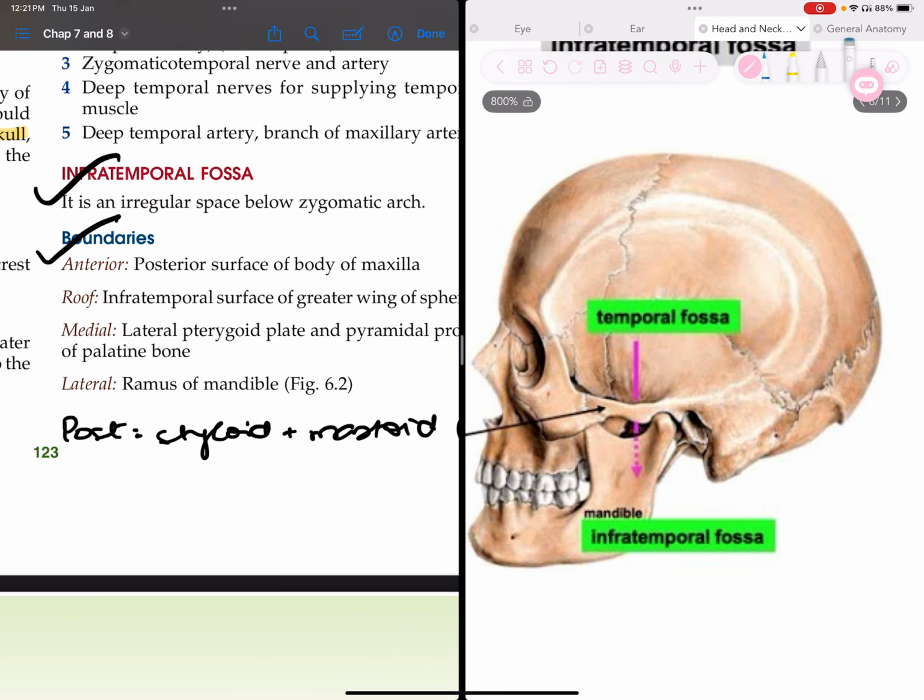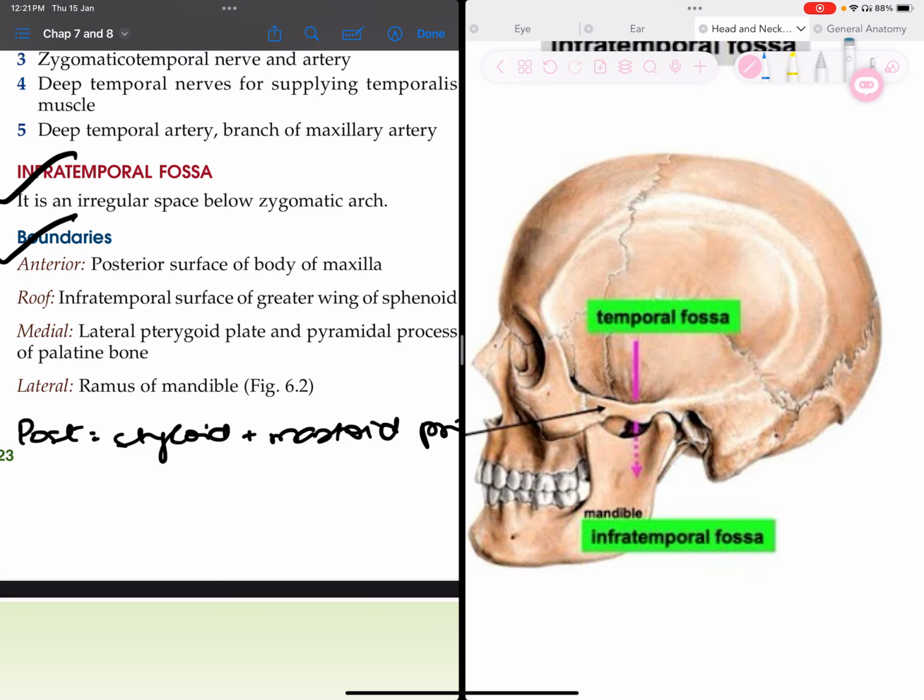Anteriorly, it is bounded by the posterior surface of the maxilla. So if you go in and you stand there, you'll notice there's maxilla inside. The roof is the infratemporal surface of the greater wing of sphenoid. So there's the greater wing of sphenoid also there. And if you may be wondering where's sphenoid, this one right here is sphenoid. So you have the greater wing of sphenoid as the roof. Medially, medial to that here, what do you think? Which is this bone? This is the temporal bone, right?